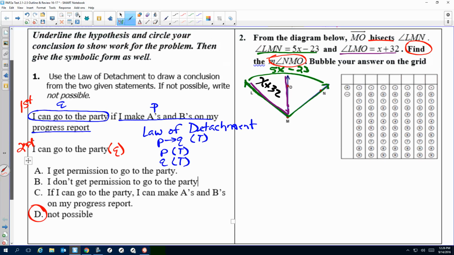It's not possible to use the law of detachment here. It does not follow the law. You cannot assume just because you went to the party you made A's and B's.